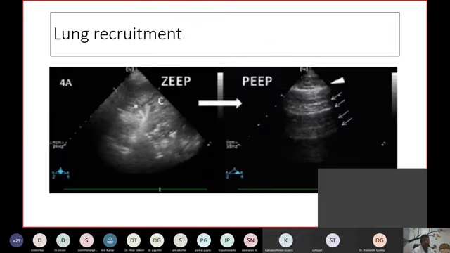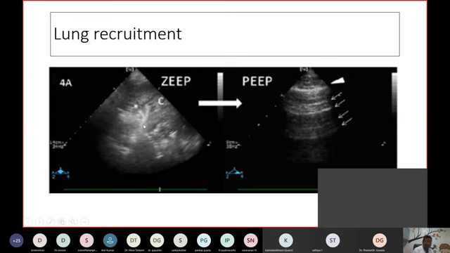Now let us see whether lung ultrasound will help us to assess the lung recruitment. Even bedside assessment of a patient with lung ultrasound will help you to see whether the lung is recruited or not, and it will avoid a lot of X-rays that we usually do. So see, this is a case of pneumonia.